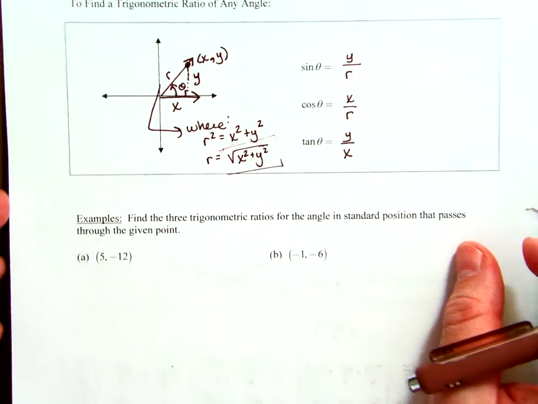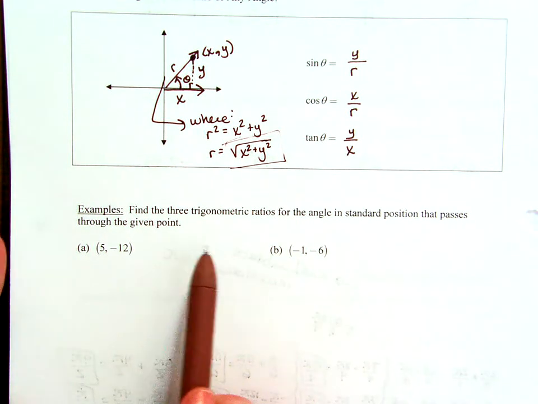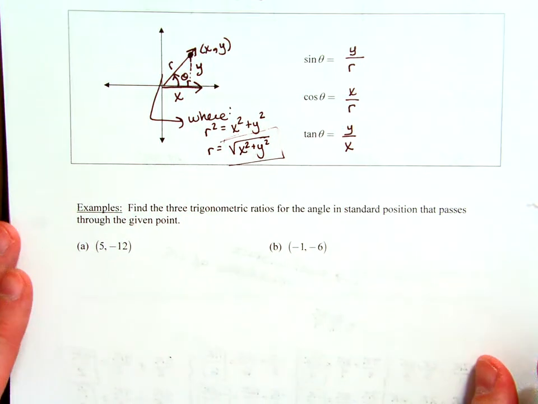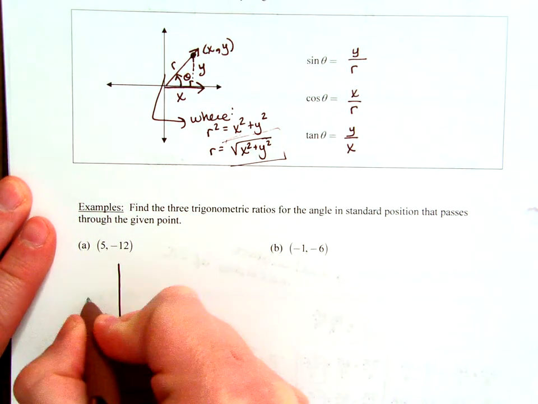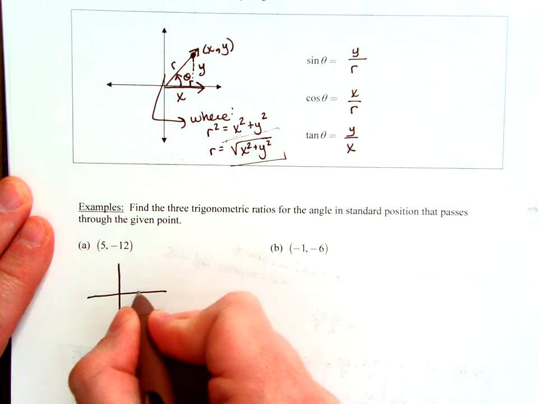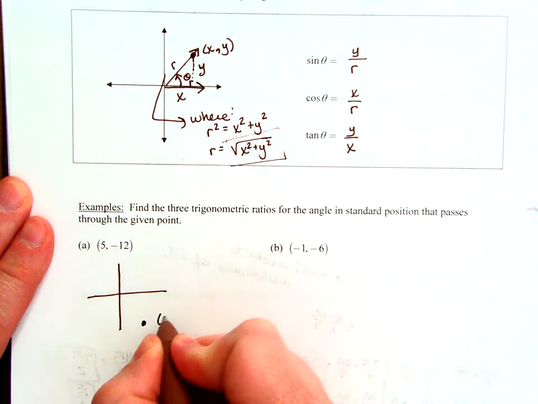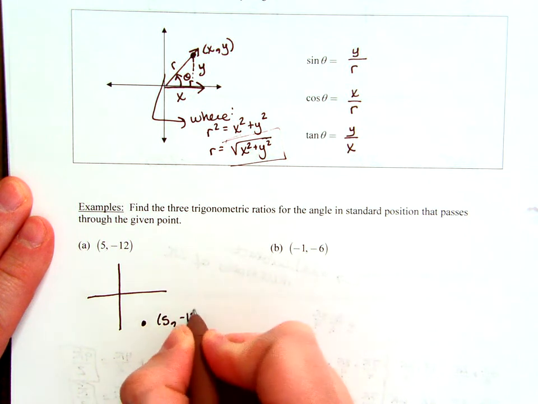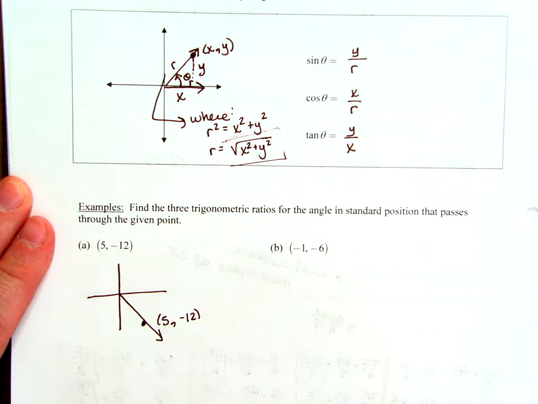In letter A down here, first of all, in all these examples, we're asked to find the 3 trig ratios for the angle in standard position that passes through the given point. I'm going to go and graph this thing out. I want to deal with the point 5, negative 12, maybe about here. I'm going to say that point is 5, negative 12. And I have a terminal ray of an angle passing through there.